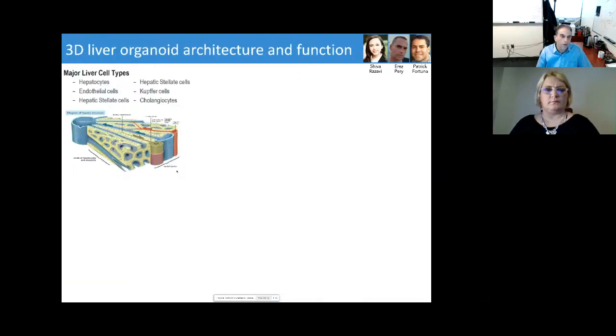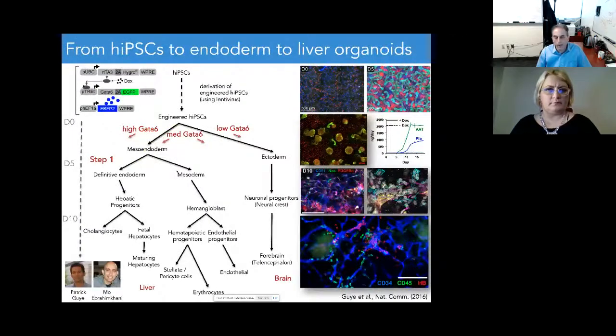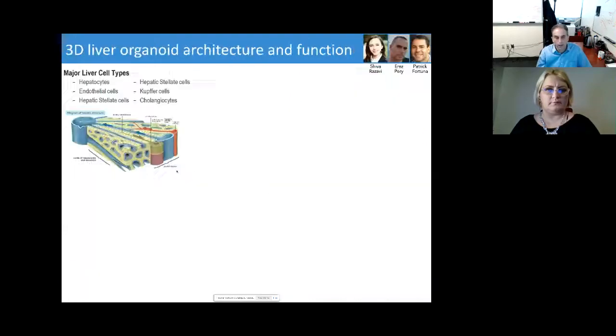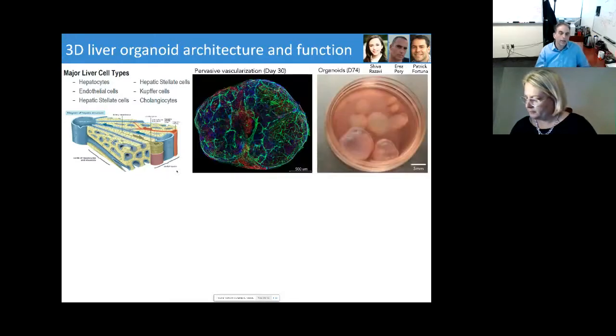So this was done and published in a 2D environment. We asked the question, what happens when we begin to grow this in a 3D environment? Does it begin to recapitulate the architecture of actual liver? Here are some images of these liver organoids that we're able to generate, and from a single population of about 5,000 stem cells that we begin with, we can generate these very large organoids.